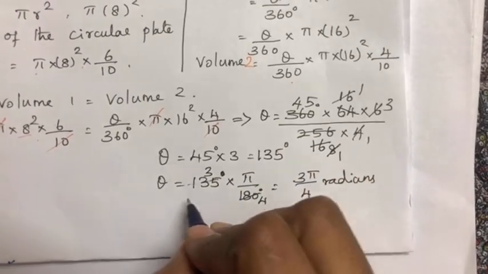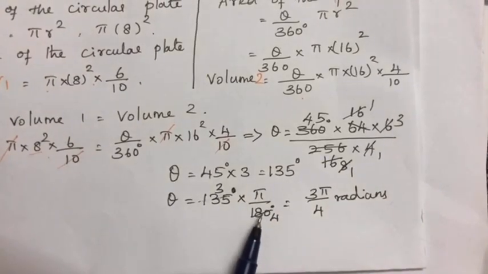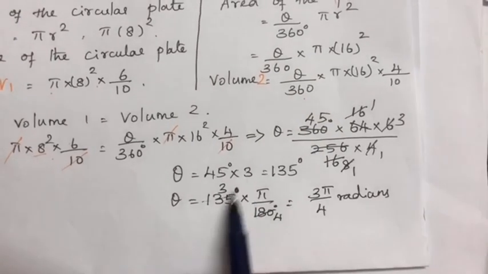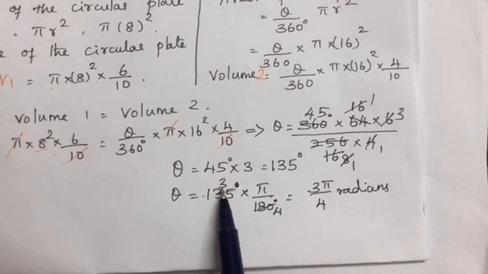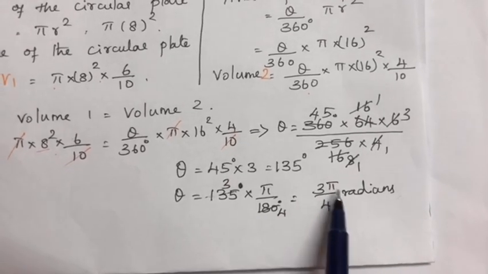But we have to write the angle not in degrees, in radians. So, pi divided by 180 degree. So, 135 into pi by 180. 45, 3 times 135, 4 times 180. So, 3 by 4 into pi radians.